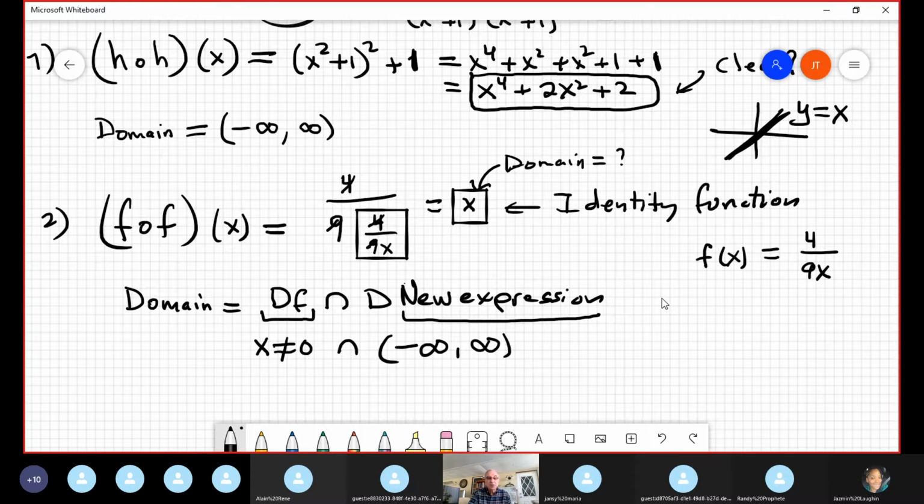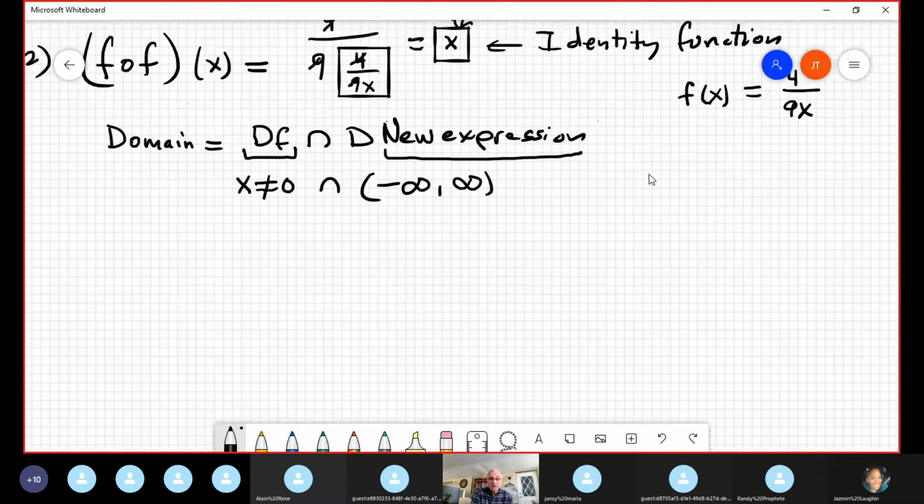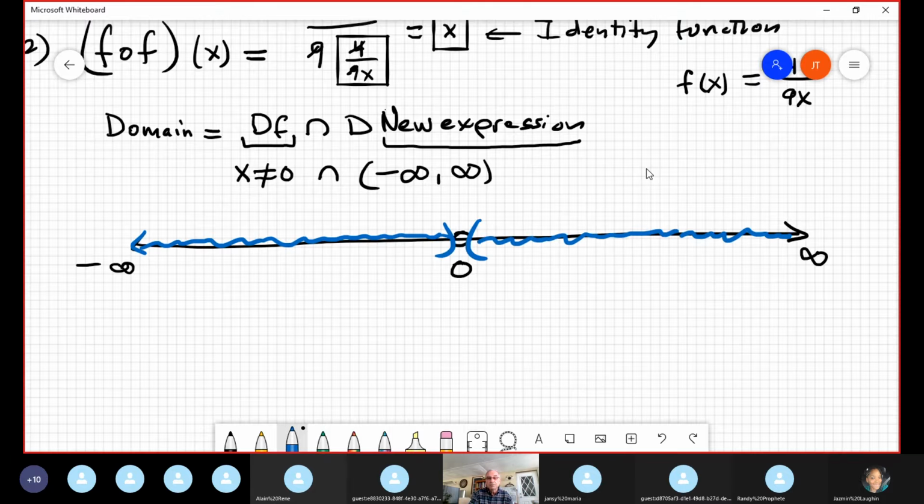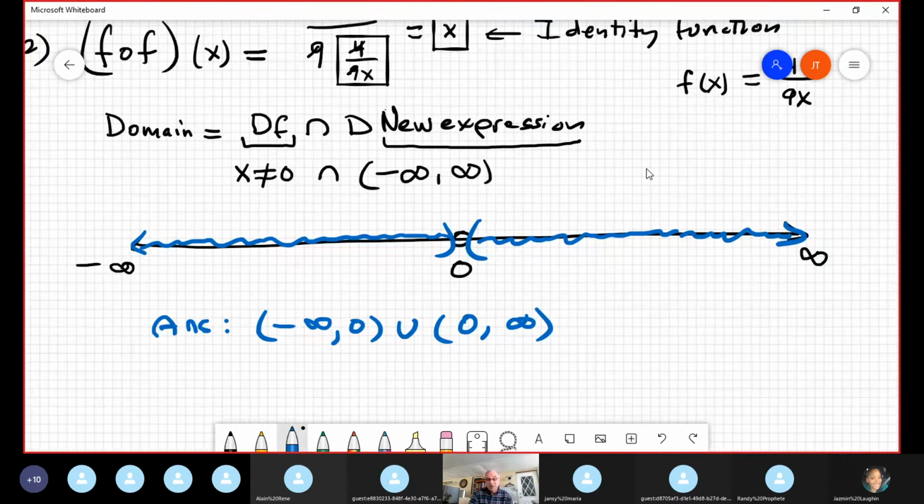Now, intersection of this and this. Well, it's easy because all real numbers represents the entire real number line. However, I discovered one restriction at zero, because the first part is zero. Therefore, at zero we have a hole and the rest is this. Okay, therefore the domain answer is from negative infinity to zero, not including zero, union zero to infinity. This is one way to express it. It's the traditional way.